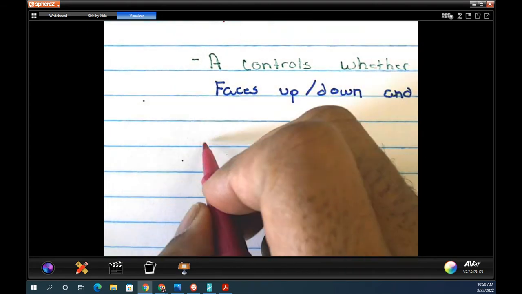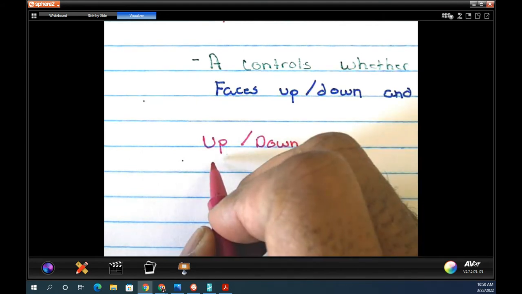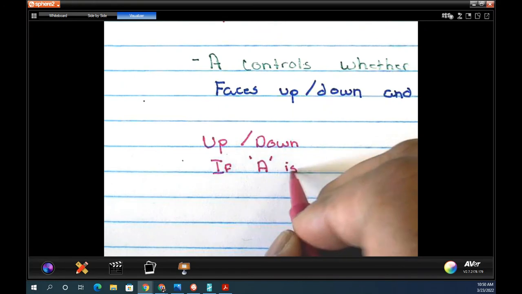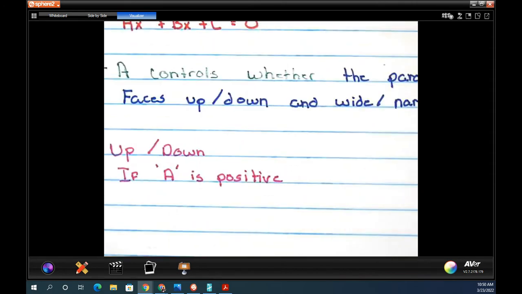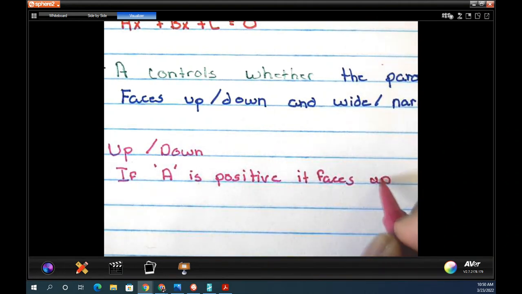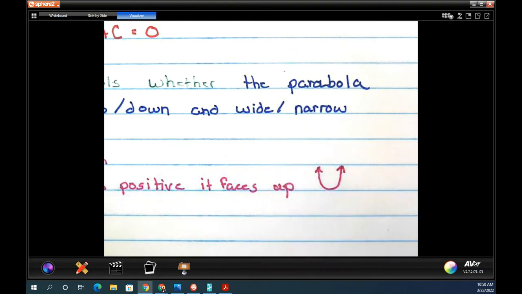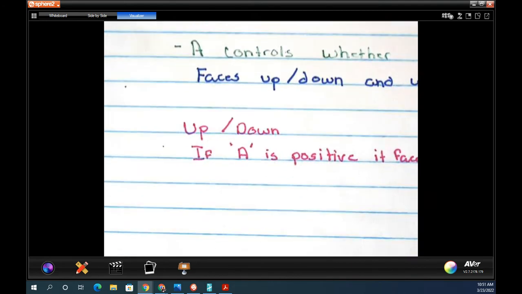If A is positive, it faces up. Now, because we forget what a parabola looks like, there it is, facing up. So when I say it's facing up, there's a picture you should have in your head. Some of y'all aren't writing this down, and there's a lot to this.